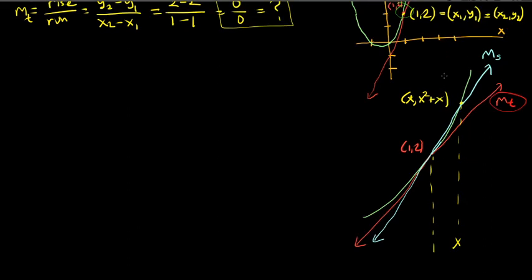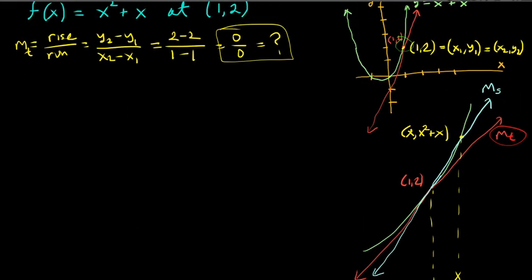So let's find the slope of the secant line. I'll call that ms. So we have our 2 points. We have x1, y1, and we have x2, y2. We could have done it the other way, but this is good enough.